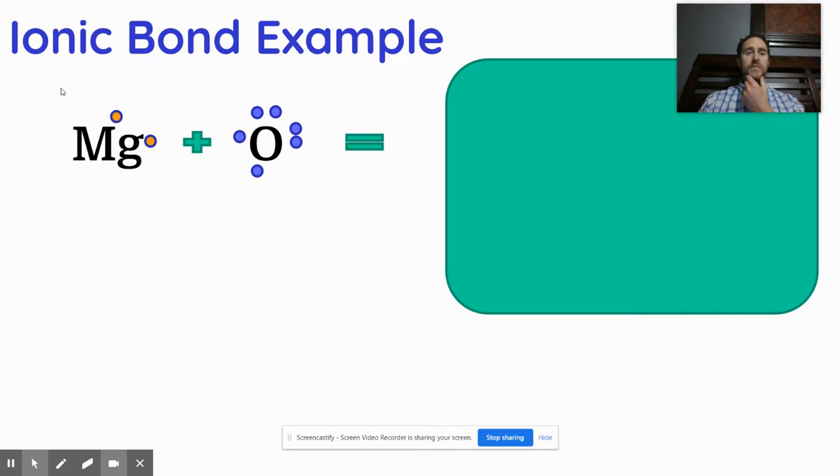For this example, I've got magnesium, and this is a Lewis dot structure. We did these a few weeks ago, but remember, with a Lewis dot structure we just put the chemical symbol and the valence electrons. That's it. This one is oxygen, and we have 6 valence electrons on this one. We have 2 on magnesium. Let's take a look at what happens.